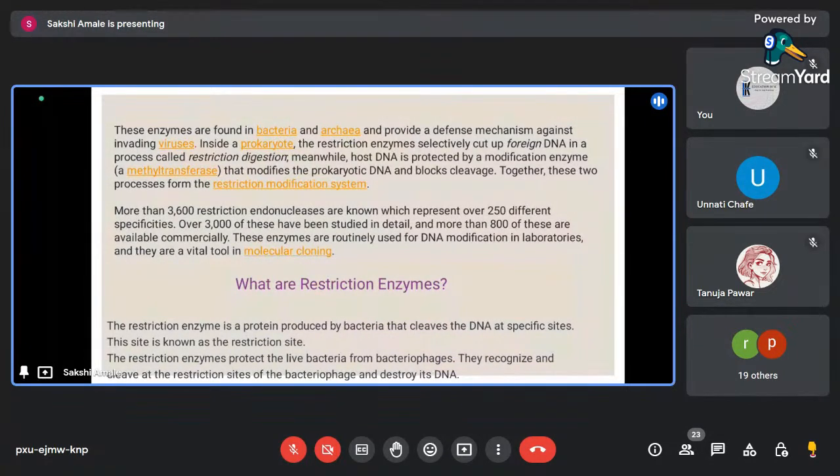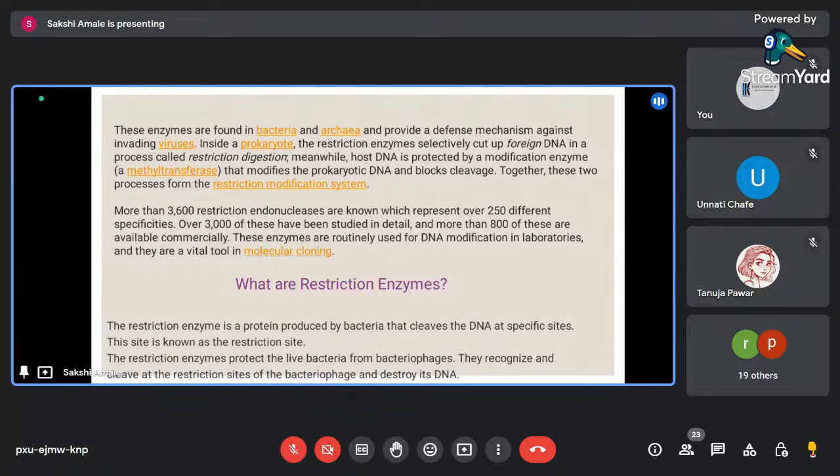Inside a prokaryote, these restriction enzymes selectively cut foreign DNA in a process called restriction digestion. Meanwhile, host DNA is protected by a modification enzyme, a methyltransferase, that modifies the prokaryote DNA and blocks cleavage. Together, these two processes form the restriction modification system.